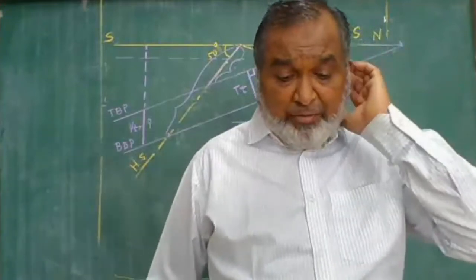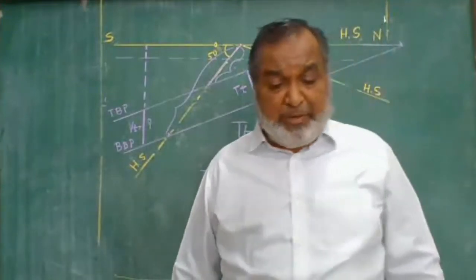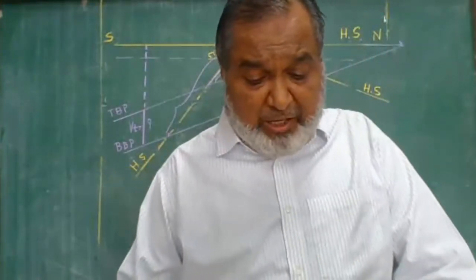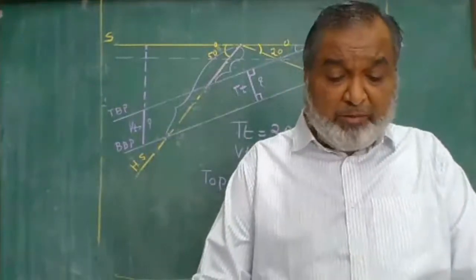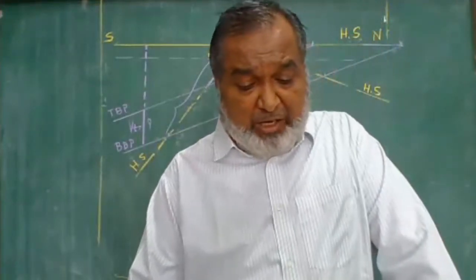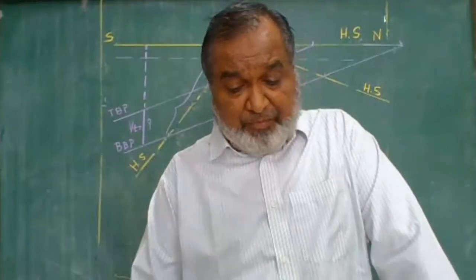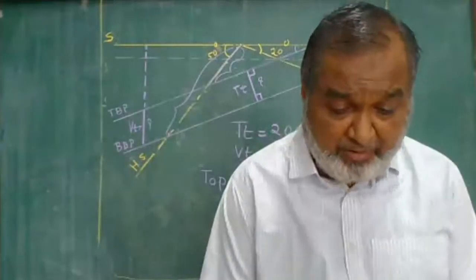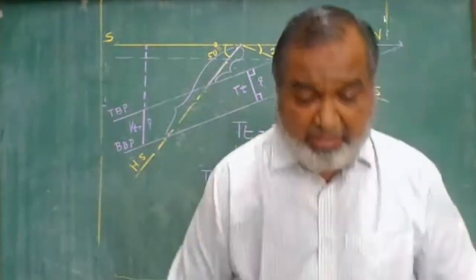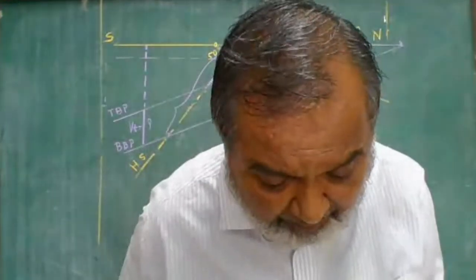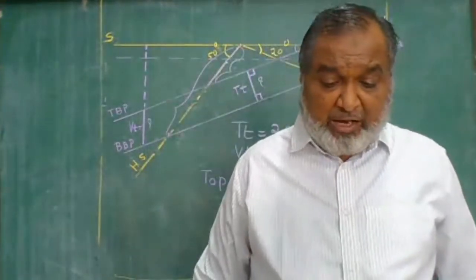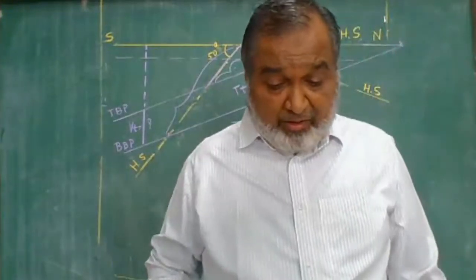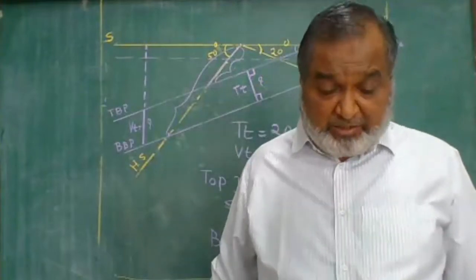A conglomerate bed dipping by 15 degrees towards southwest has a true thickness of 180 meters. Fine.